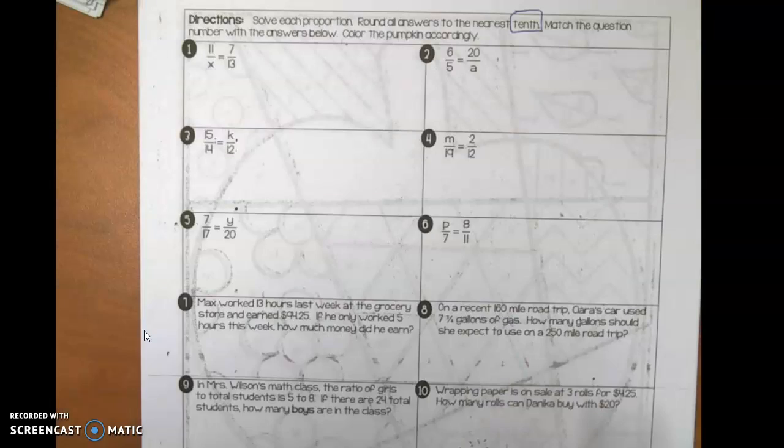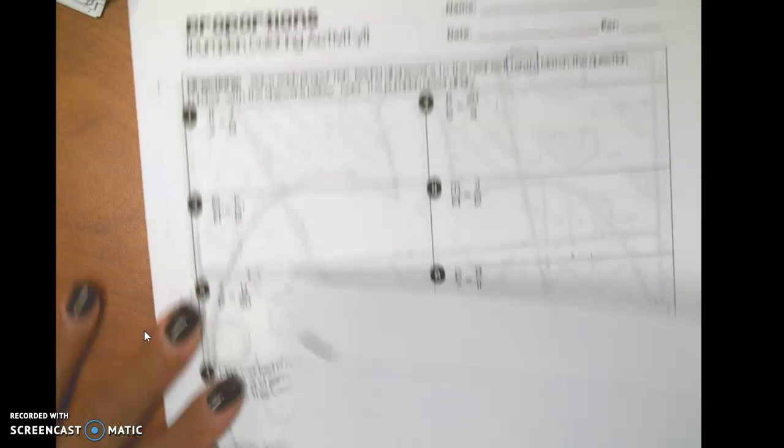That's just an example. Your name, date, period should be on your paper already. I'm taking 10 points off if it's not.